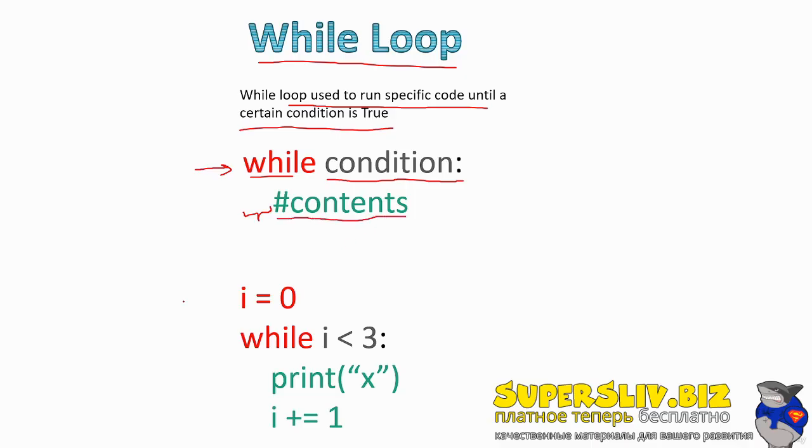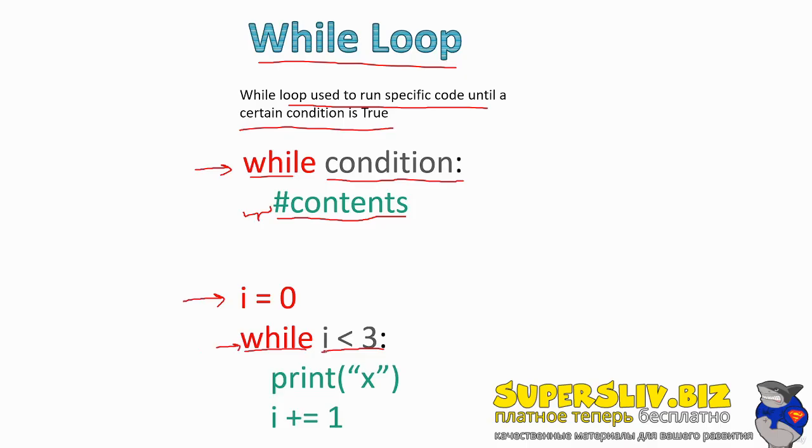Now let us take a look at example. In this case I have created the variable called i equal to 0. Then I have created the while loop. Condition is i less than 3. Then content is print x. Then add 1 to the existing value of i. Now let us see how this code will run.